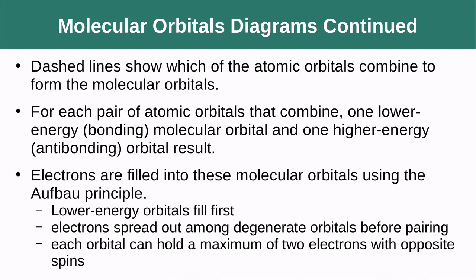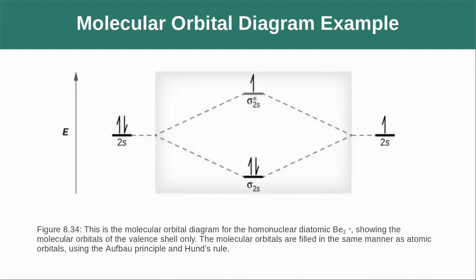So we're going to fill lower energy orbitals first, where electrons are going to spread out among degenerate orbitals. So those are orbitals that have the same energy before we pair them off. And each orbital is going to hold a maximum of 2 electrons with opposite spins. Here we can see our Aufbau principle. If we had 2 electrons in a 2s orbital and 1 electron in a 1s orbital, we're first going to put 1 electron in this bottom energy level. We'll next pair it off. Then we'll move up to the higher energy level and put another electron.